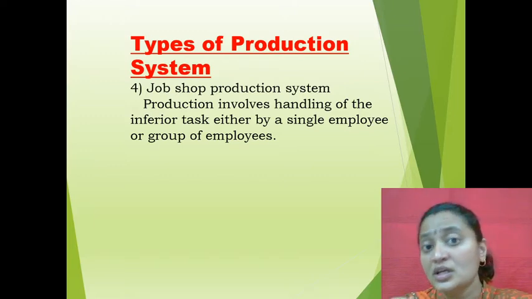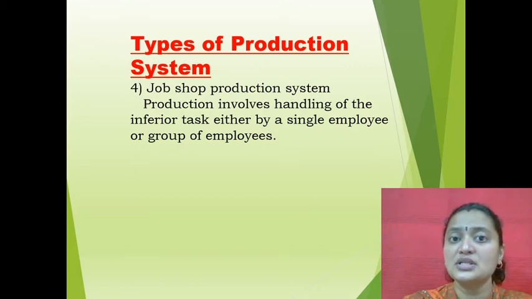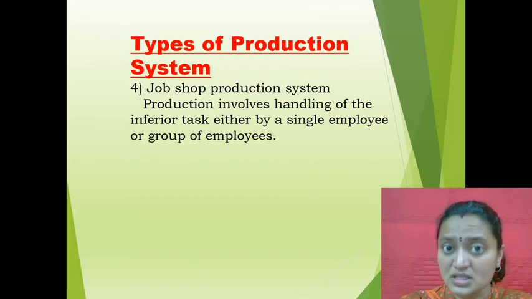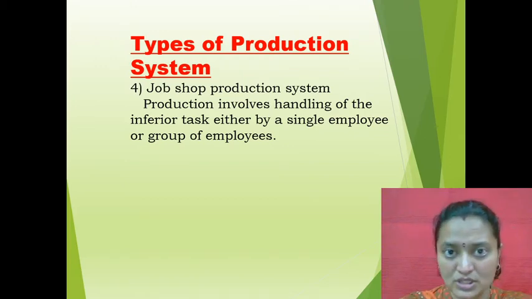Now the name itself suggests job shop production system. Job production system is related to what kind of work is allocated. So like that, the distribution of work is done among the group of employees.